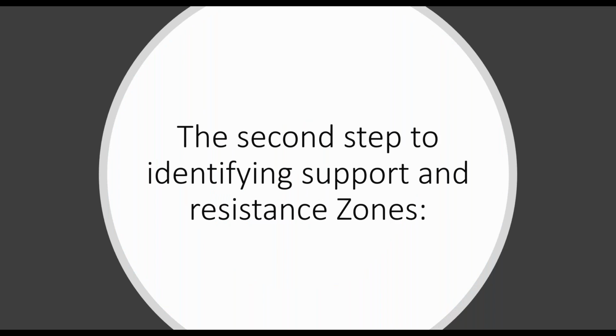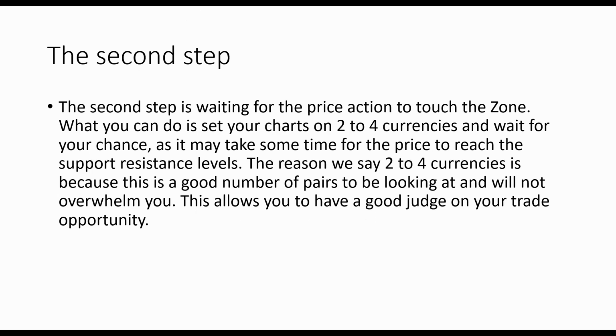Now, once we've got our lines on our charts, the second step is identifying the support and resistance zones. So the second step is waiting for the price action to touch the zone. What you can do is set your charts to 2 or 4 currencies and wait for your chance, as it may take some time for price to reach the support and resistance levels. The reason we say 2 or 4 currencies is because this is a good number of pairs to be looking at. Too many of us want to look at 10, 20, have charts going on right and left. You can't be an expert, can't be watching all of these areas at one time.